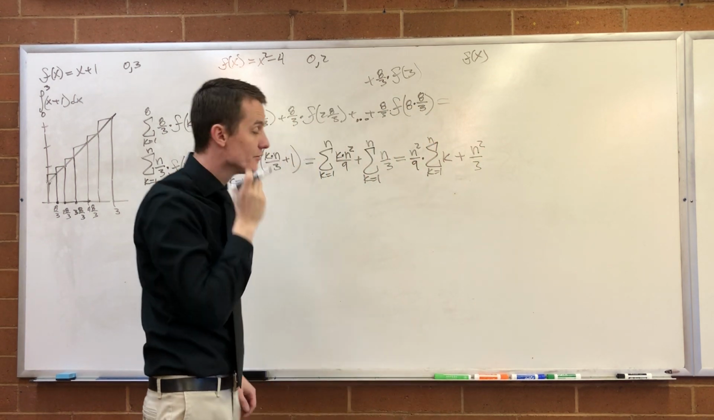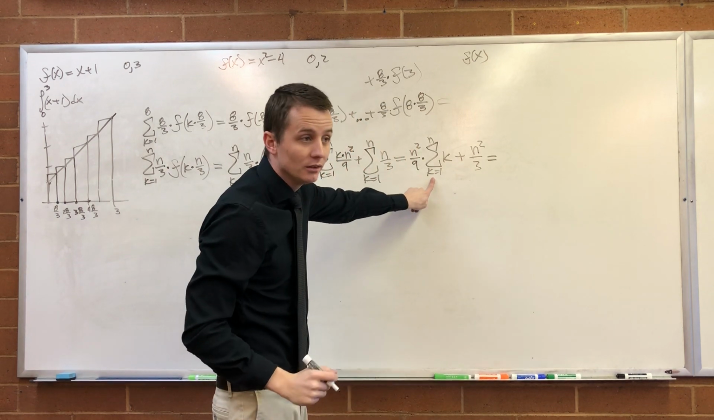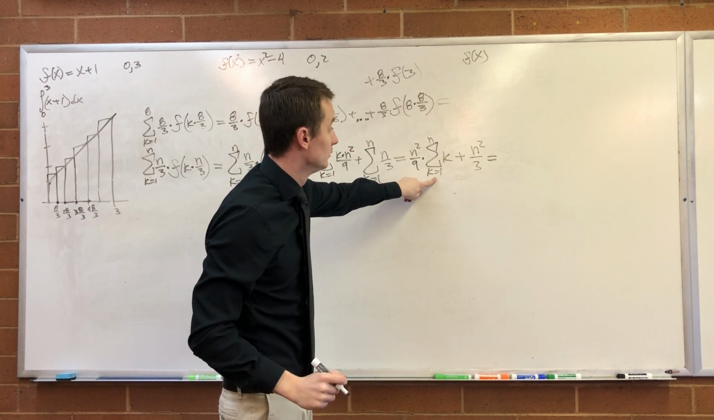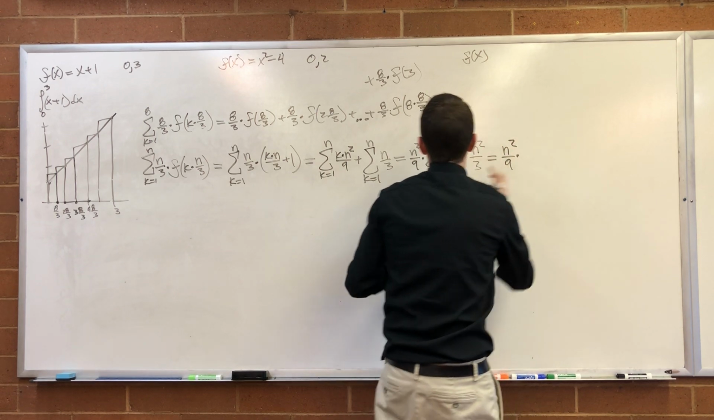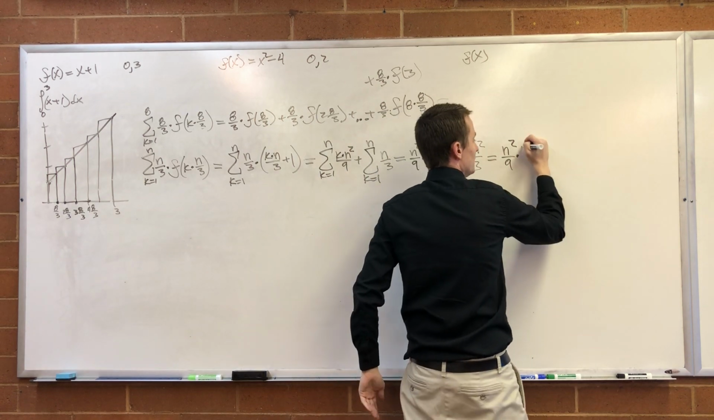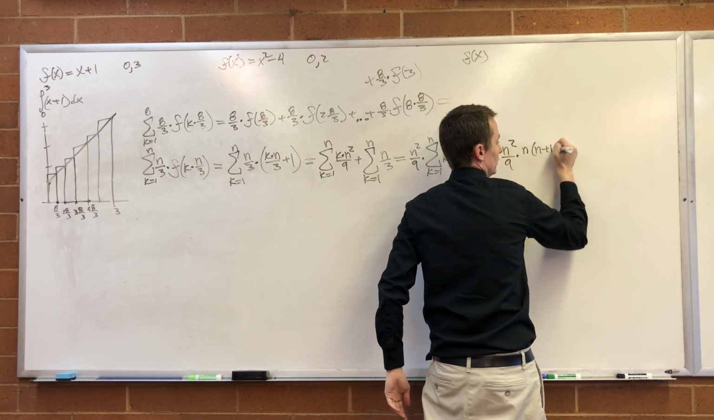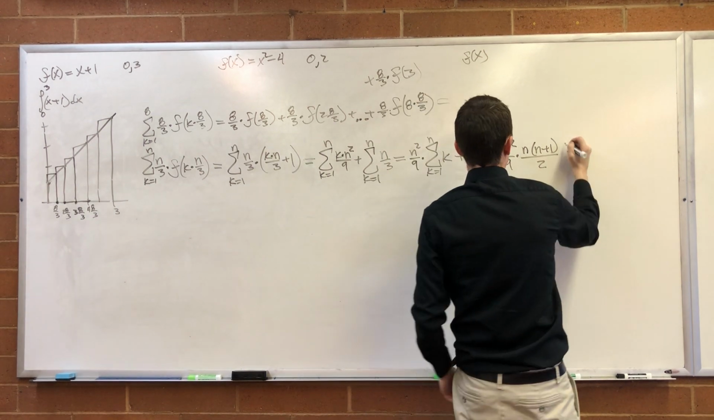Right? Which is equal to, we now know how to evaluate this thing. So this is n squared over 9 times, when you evaluate this thing, you might have forgotten the formula, but you'll learn it. It's n times n plus 1 over 2. That's what we just did, right? Oh, yeah. Plus n squared over 3.